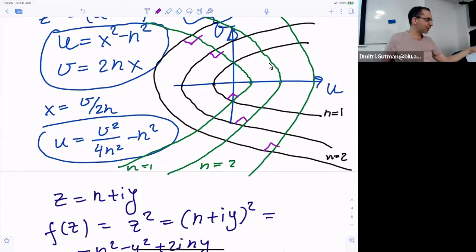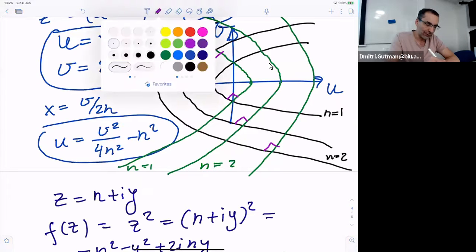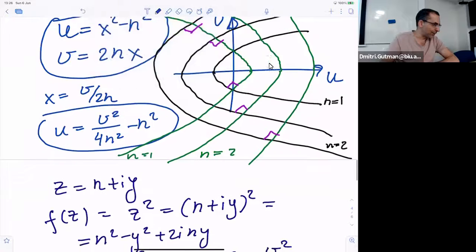Now, I didn't explain how I know that this transformation is conformal. I just told you that it's conformal, and I more or less drew the lines and observed by eye that the angle is 90 degrees. Now let's see how we get it more scientifically.